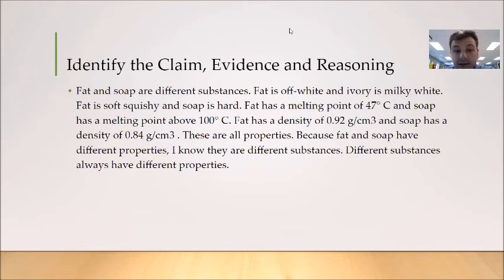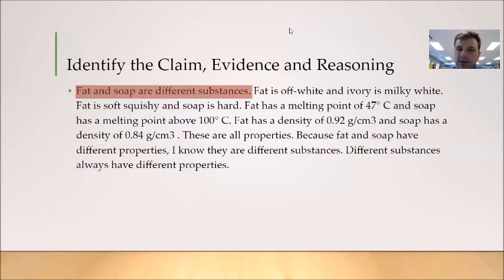But let's start off with identifying a claim. And usually, if you guess right, the claim is first. So in this, they're trying to claim that fat and soap are different substances. So that is the claim, meaning what this statement is trying to persuade and/or inform the reader.